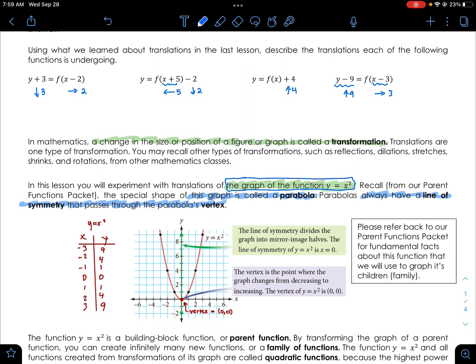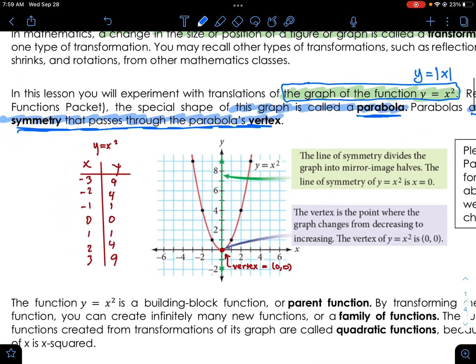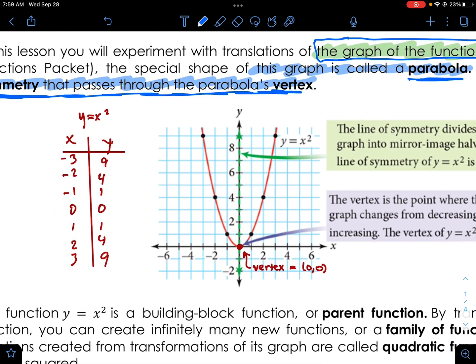It is going to create a parabola, and parabolas always have a line of symmetry that passes through the parabola's vertex. And one thing that you'll notice is when we start talking about the equation y equals the absolute value of x, it also has a line of symmetry that passes through its vertex. So the quadratic function and the absolute value function share a lot in common.